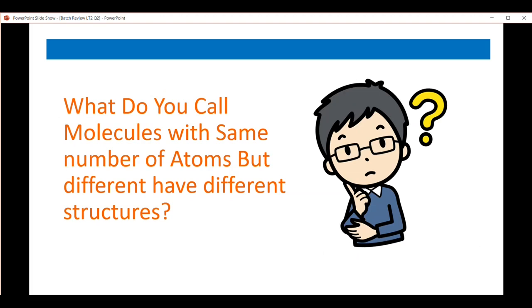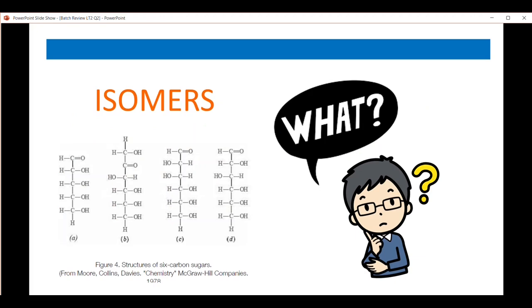Another question from our LCG in biomolecules: what do you call molecules with the same number of atoms but different structures? You already know this. The answer to this is, again, letter I, isomers. So as you can see here, letter D, letter C, and letter B each have 1, 2, 3, 4, 5, 6 carbons, and if you also take note of the number of oxygen and hydrogen atoms, they will have the same number. The only difference you can see here is that they have differences in their structure.